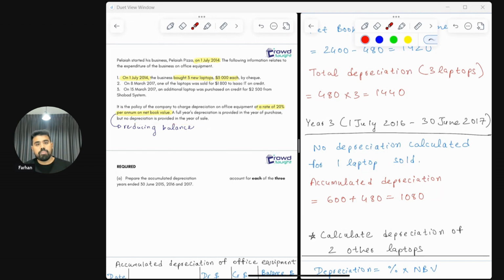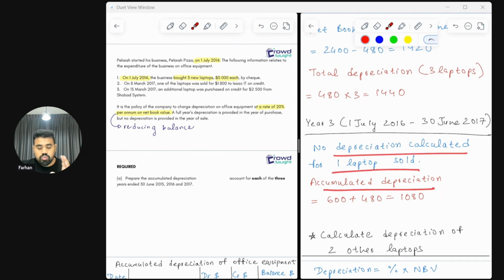So this laptop that we have sold has no depreciation that needs to be calculated in year 3, okay? Now, I want to find the accumulated depreciation for this one laptop before I move forward, which is basically $600 that I calculated in year 1, plus $480 that I calculated in year 2. I believe you recall from our calculations earlier, and that's $1,080, right? Now, why do I need to know this number? You will see why.